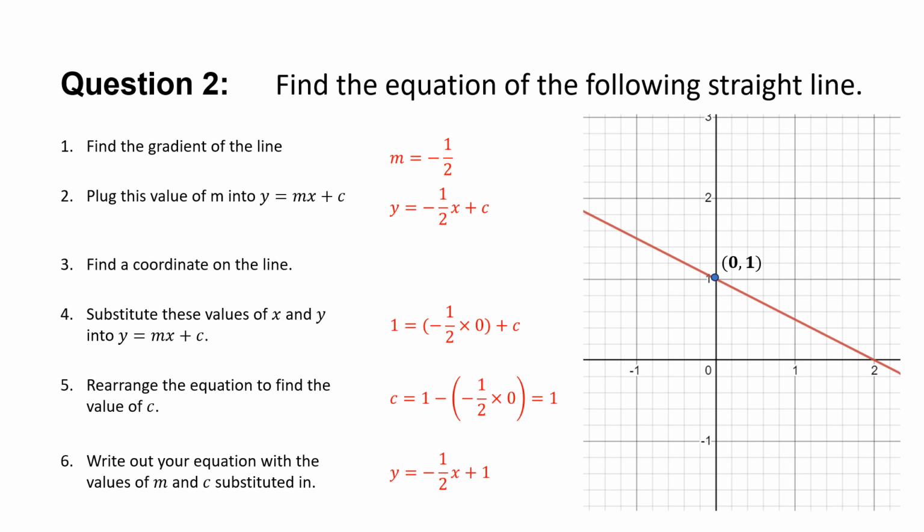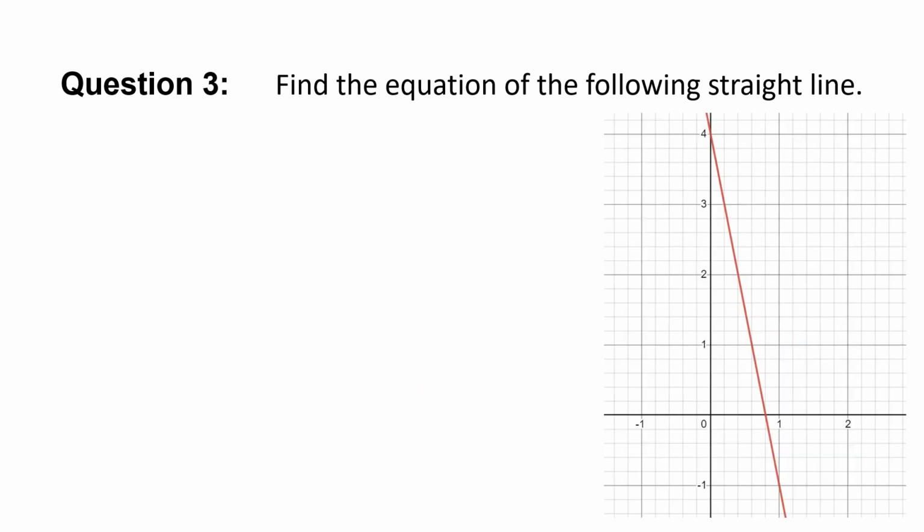Rearranging this, we get the value of c. So we get c is equal to 1 minus a half times 0. So anything times 0 is 0. So this is 1 minus 0, which is just 1. And now we can write this out as we have our values of c and m. So we have y equals minus a half x plus 1. And now for the last practice question.